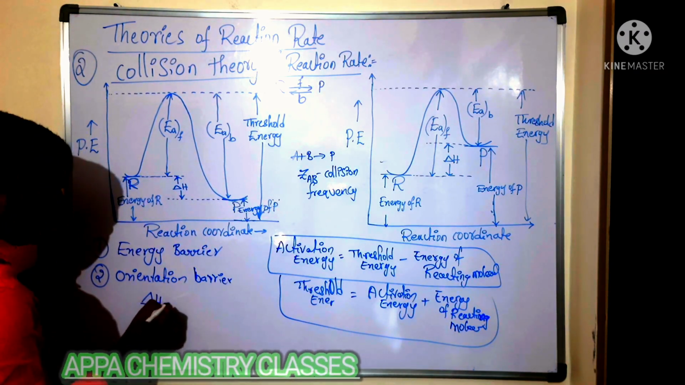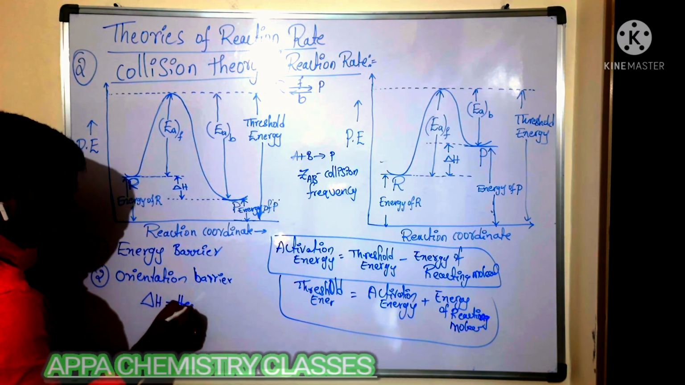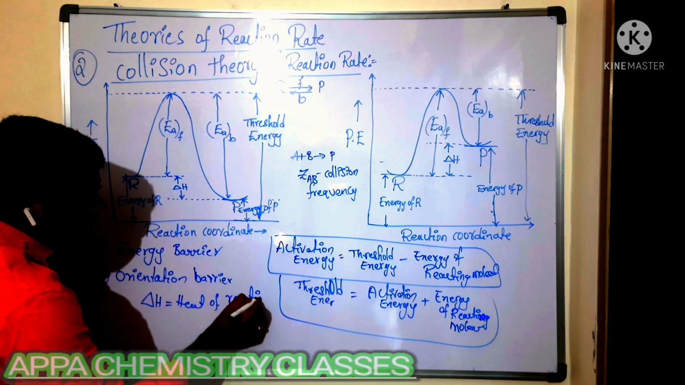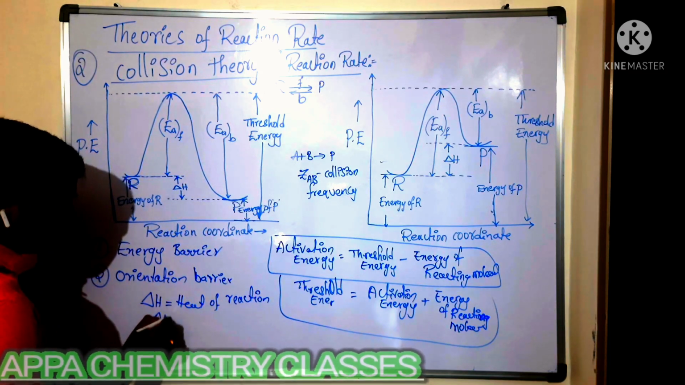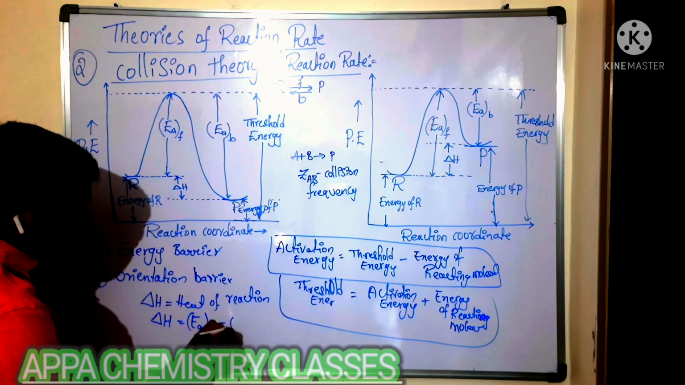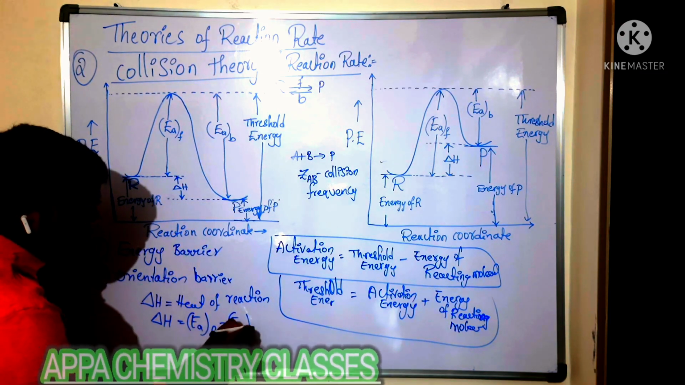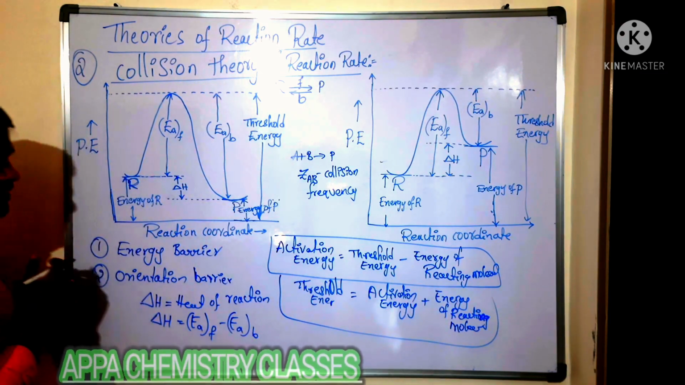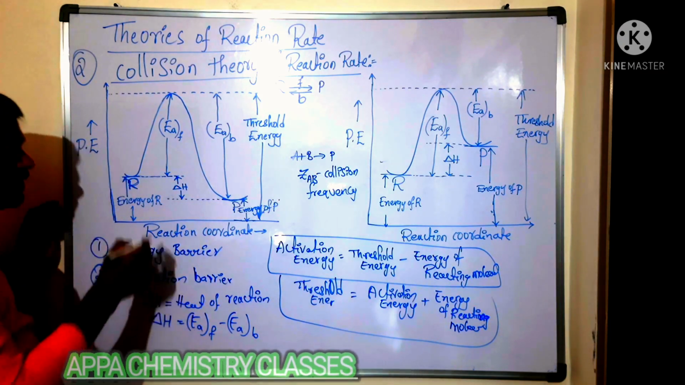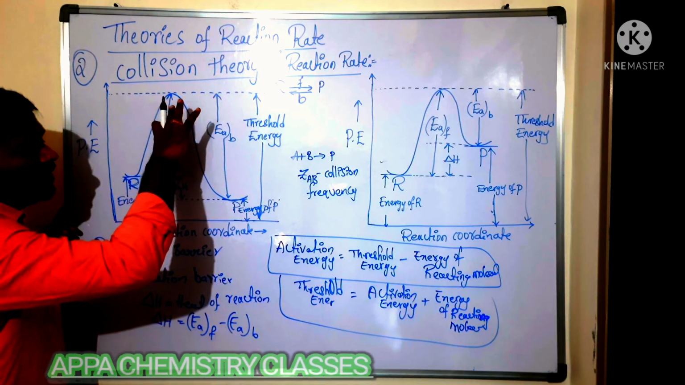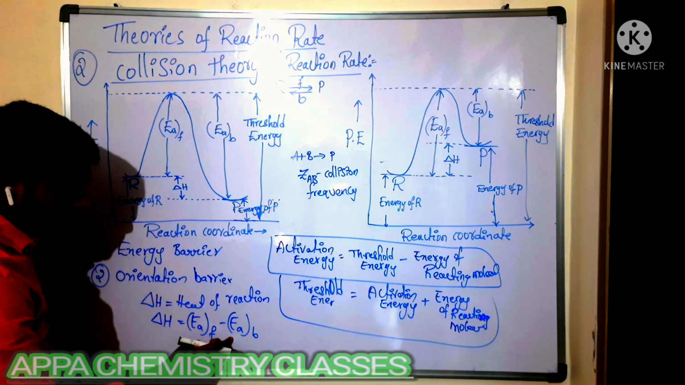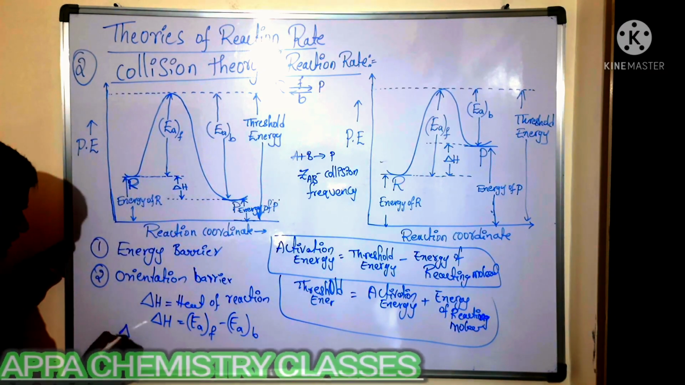Delta H is nothing but the heat of reaction. So how will you get this heat of reaction here? Delta H is equal to the activation energy in the forward direction minus the activation energy in the backward direction. Now you see in this case, which is more here, the activation energy of forward or backward? The backward is more. So then the minus value is more.